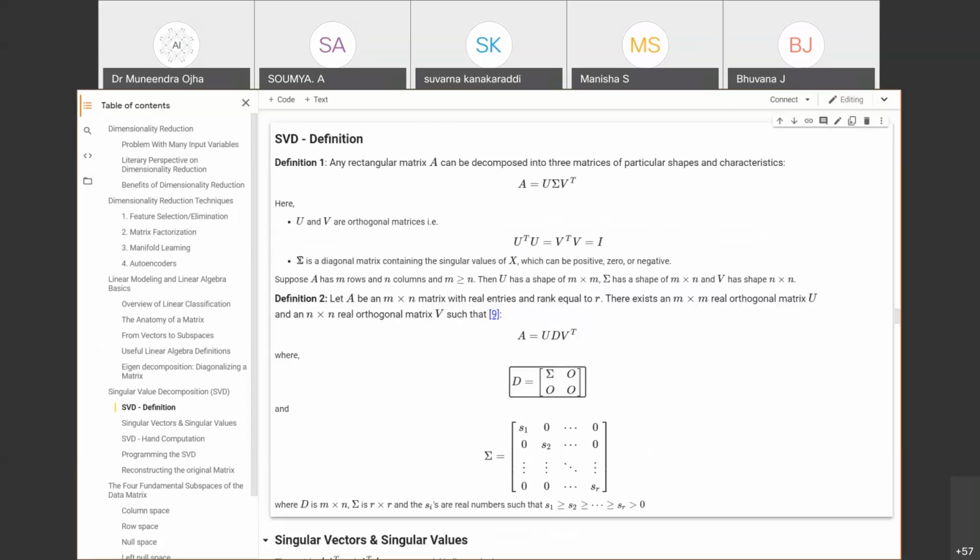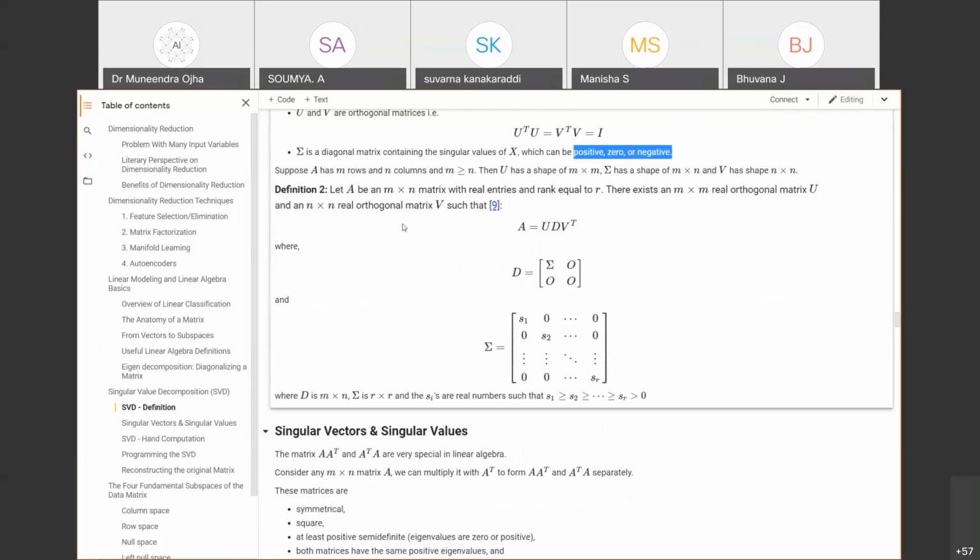So what it says about sigma: sigma is a diagonal matrix containing singular values of X, which can be positive, 0 or negative. So this is the second definition. So A has been broken into three subcomponents, U, D, V transpose, where D is like this and sigma is like this, having singular values on the diagonal. D is m by n, sigma is r by r, and the si's are real numbers such that s1 is greater than s2, greater than sr, and greater than 0.